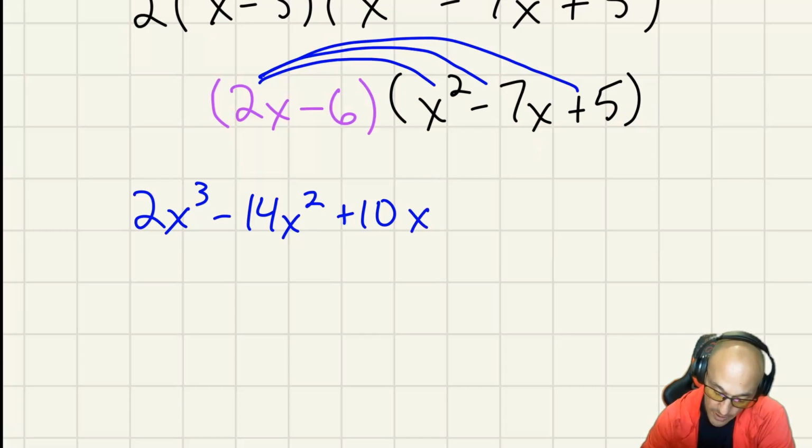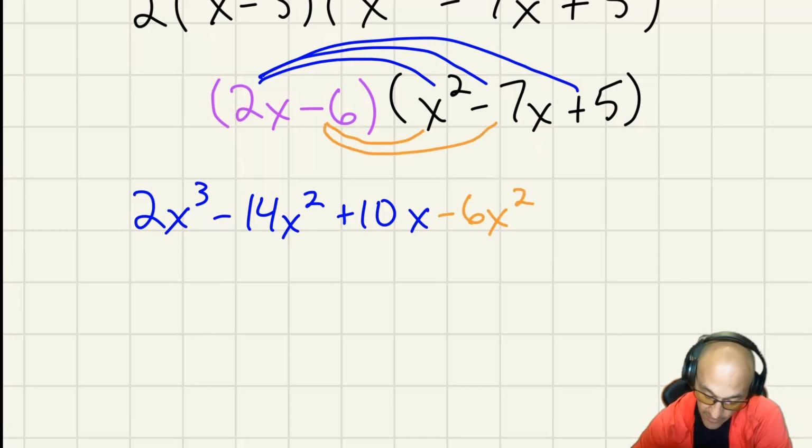Now I'm going to multiply the -6 by x squared and get -6x squared. -6 times -7x is +42x. And -6 times a +5 is -30.